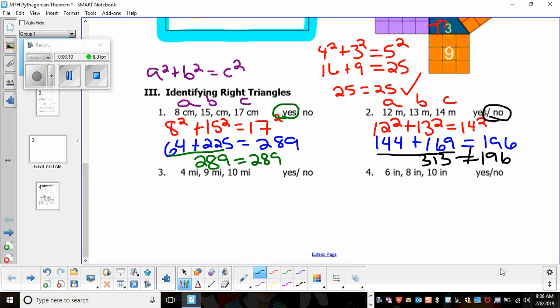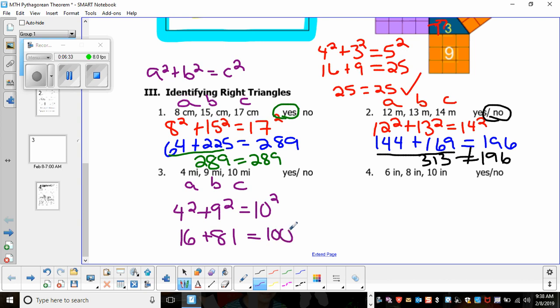Okay? So if I look at this next one, I'm going to label this A, B, and C, and I'm going to verify 4 squared plus 9 squared. Does that give me 10 squared? Well, I know that 4 squared is 16. I also know that 9 squared is 81, and 10 squared is 100. When I add 16 and 81 together, I get 97. So 97 does not equal 100. So these three sides do not form a right triangle.